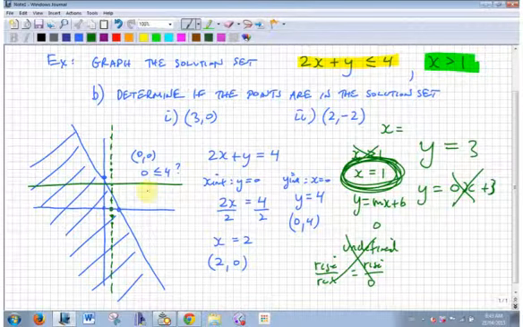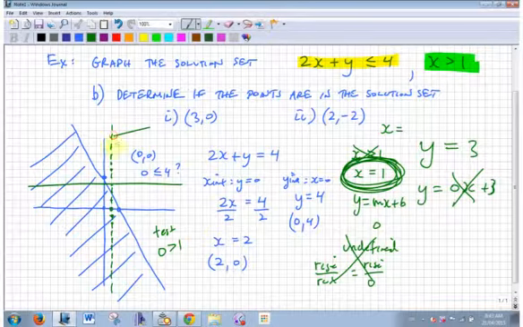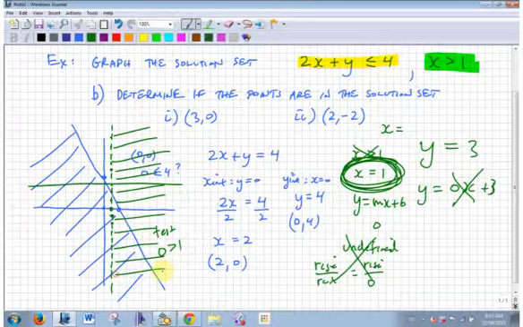Let's plot. Can I use 0, 0? Sure, right? There's no y, but so what? I put in 0 for x, and is 0 greater than 1? No. So I'm going to shade this side, the opposite side to where that point was. That's the solution area.